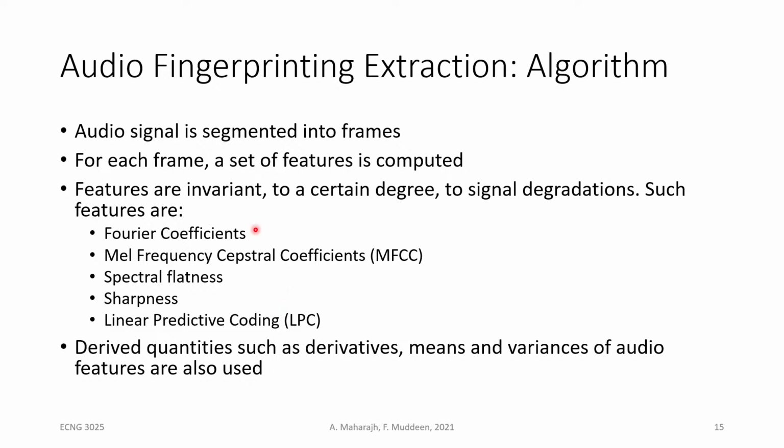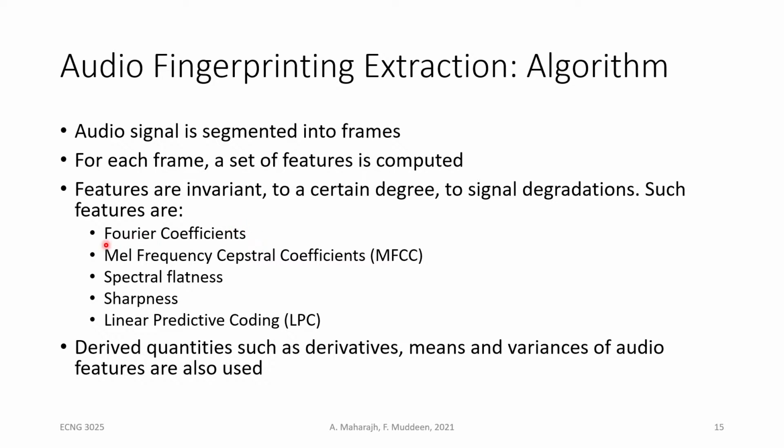So any audio signal for our system that we're going to capture, being 3 or 3.5 seconds to form our fingerprint, is going to be segmented into frames that allow for faster processing. And for each frame of this audio signal that comes in, we're going to compute a set of features. And these features that are listed are going to be invariant, meaning that they're not so susceptible to corruption in signal degradation.